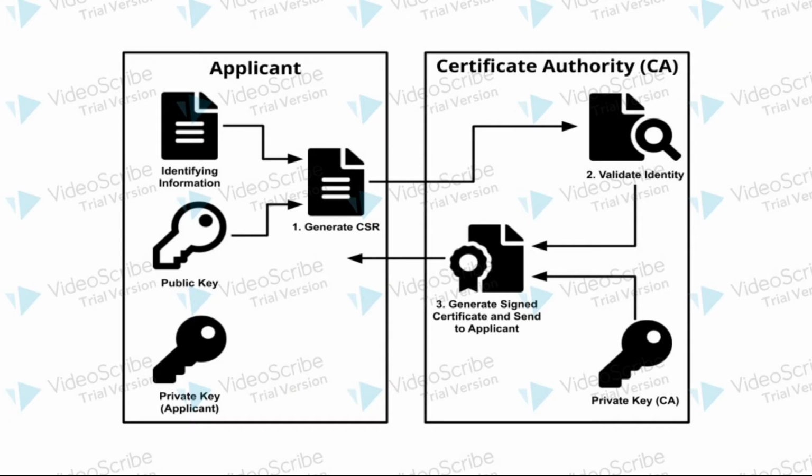Now, if we look at the picture, we see the applicant sending the public key and the identification information and then generating a CSR. Once the CSR is generated, it's sent to the certificate authority. The certificate authority does the validation and verification, and once it's completed, it sends the certificate with the public key enclosed within it to the applicant. This is the entire process of generating the certificate.